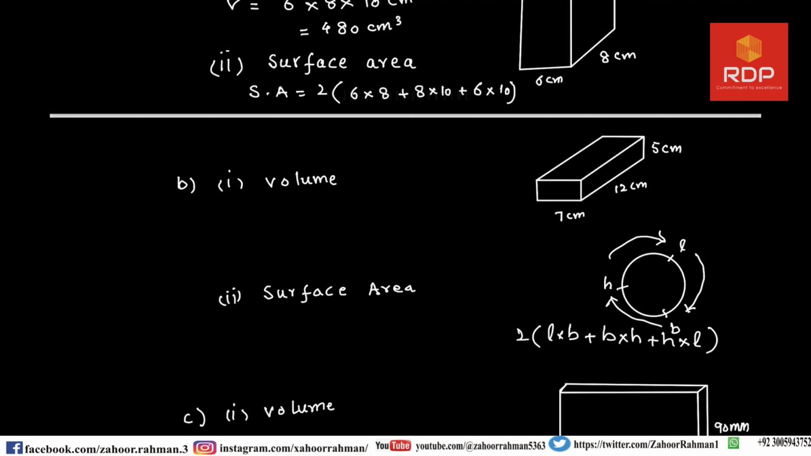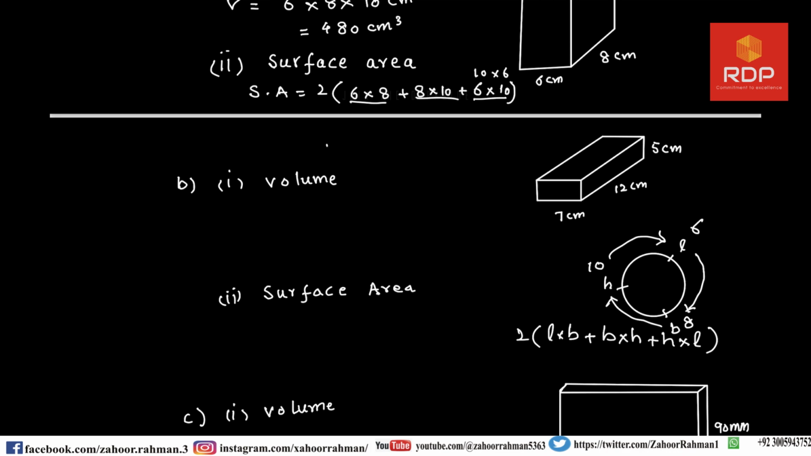So you can see that if this is 6 and this is 8 and this is 10, then 6 multiplied by 8 plus 8 multiplied by 10 plus 10 multiplied by 6. They are writing it like this, but we can write 10 multiplied by 6 or 6 multiplied by 10, it is the same. And this 2 is coming from the formula.